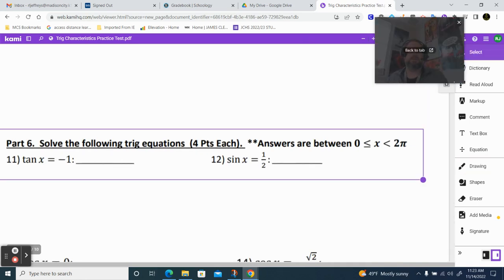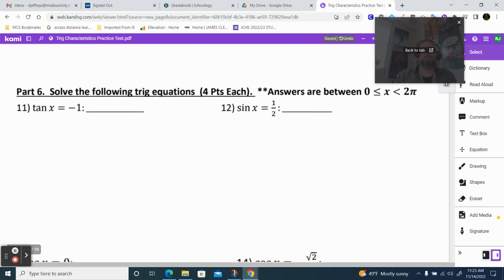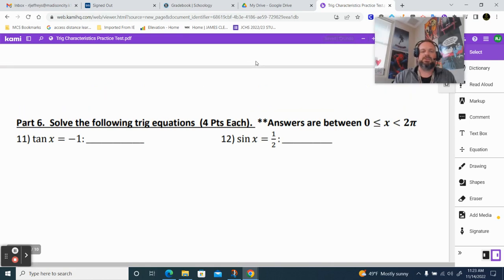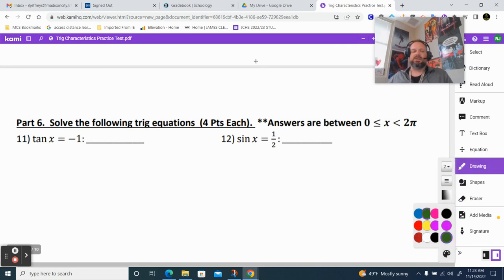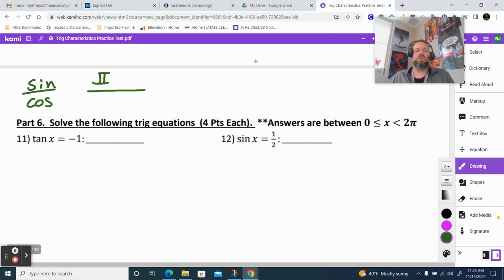So solving these small trig equations. Now these are actually from the unit circle. All right. So let's think just a little bit. I'm asked for tangent. Tangent is sine over cosine. Okay. Now, the only way that we can divide something by itself and get a negative would actually be in the second or the third quadrant. Okay.